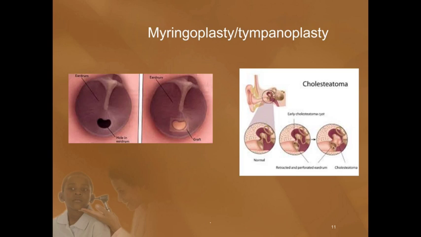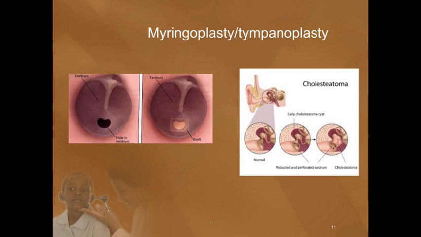A myringoplasty is performed to close a perforated tympanic membrane, however, the middle ear is not entered. This perforation can be a result of persistent opening after the removal of a tympanostomy tube, which are ear tubes, a blast injury, or a penetrating foreign object in the ear. A paper patch or a fat graft can be used to repair the eardrum. If a fat graft is used, it's usually taken from the tissue near the ear, from the temporalis fascia.